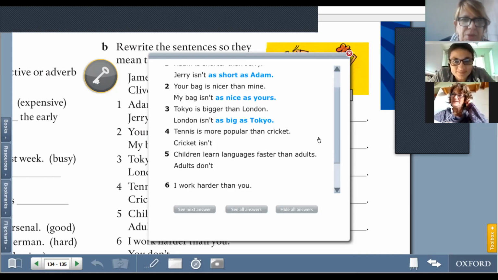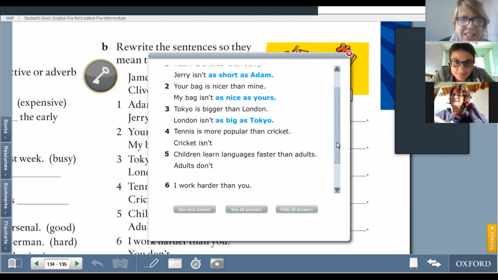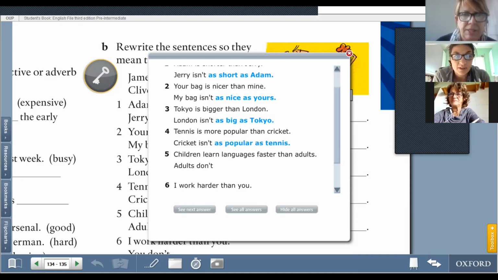Tennis is more popular than cricket. Cricket isn't as popular as tennis. Without more, is less popular. As popular as tennis. Yes, because when we use as and as, the adjective is not comparative anymore. Tanto quanto, ma l'aggettivo rimane normale, rimane puro. Normale. Perfetto.